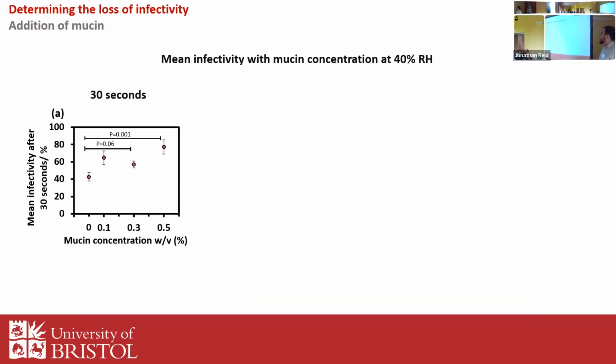So we added clinically relevant concentrations of mucus to the aerosol droplets. 0.1 weight per volume is like normal mucus production. 0.3 to 0.5 is what you'd expect with a disease state like COPD and asthma. And you can see there's a reduced loss of infectivity at these higher mucin concentrations.